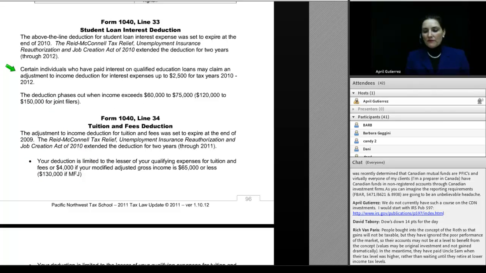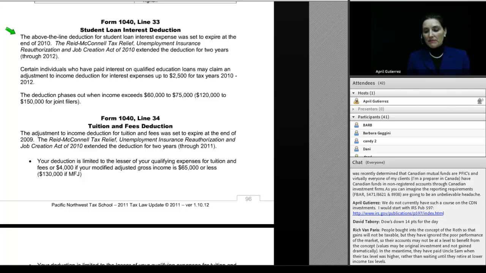Okay, Form 1040, line 33. The above-the-line deduction for student loan interest expense was set to expire at the end of 2010. However, the Reed-McConnell Act has extended it all the way through 2012. So remember the educator expense? 2011 is the last year. For the student loan interest deduction, the last year is 2012.